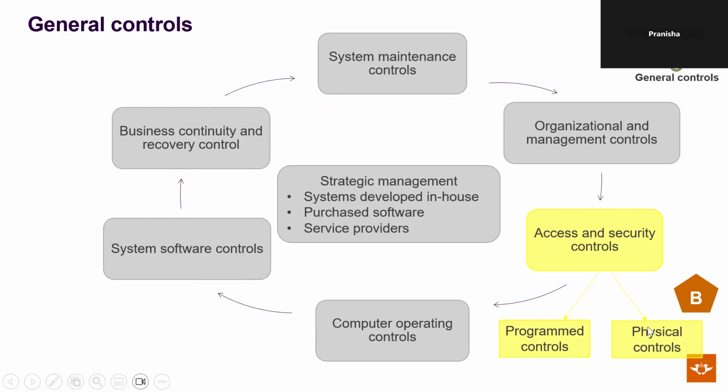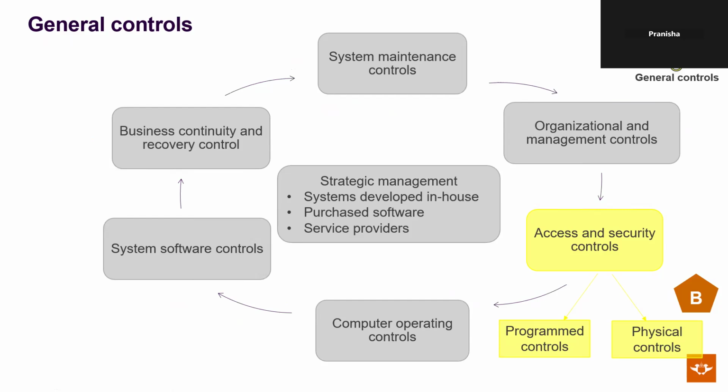Physical controls would be things like access cards. So maybe only authorized personnel can enter a certain part of an organization. Let's say, for example, it's the IT building, and only authorized people that have access cards will be able to enter that business, that organization.